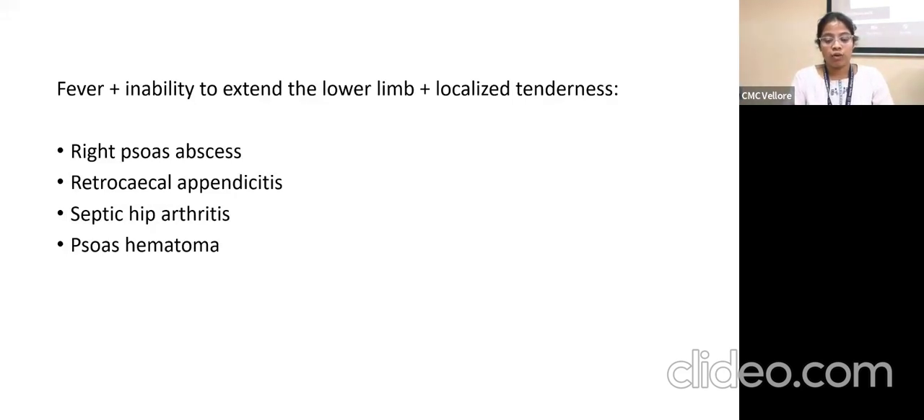We also considered the possibility of retrocecal appendicitis, where there would be minimal tenderness, but fever and inability to extend the lower limb, so that a psoas sign would be present. Septic hip arthritis can also present with a similar picture. And our last differential considered was psoas hematoma.